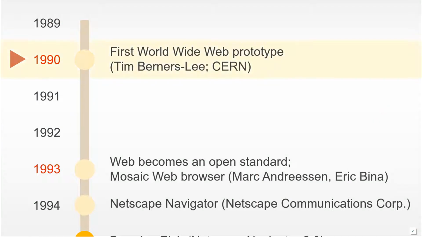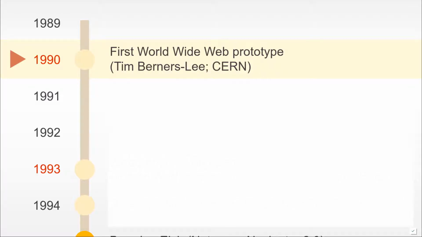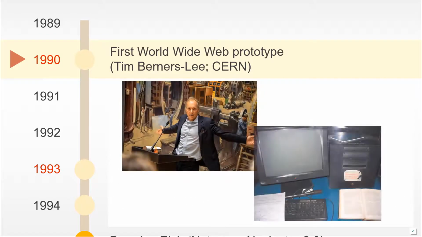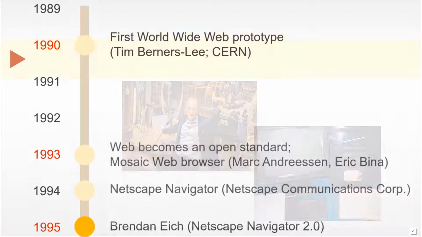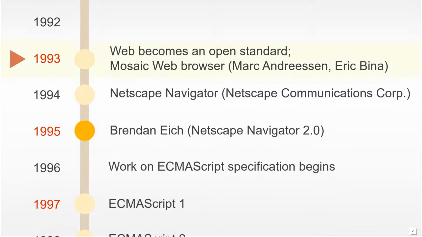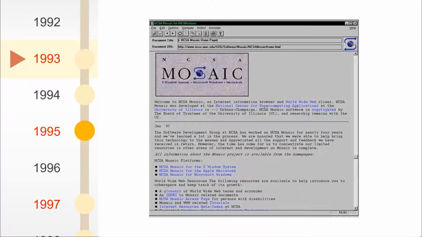Even though the story of JavaScript begins in 1995, we should really start the story 5 years earlier, when at CERN, the European Organization for Nuclear Research, a fellow called Tim Berners-Lee devised the technologies behind the World Wide Web. In 1993, the web became an open standard, and a number of browsers quickly came about, the most prominent of which was the Mosaic web browser.